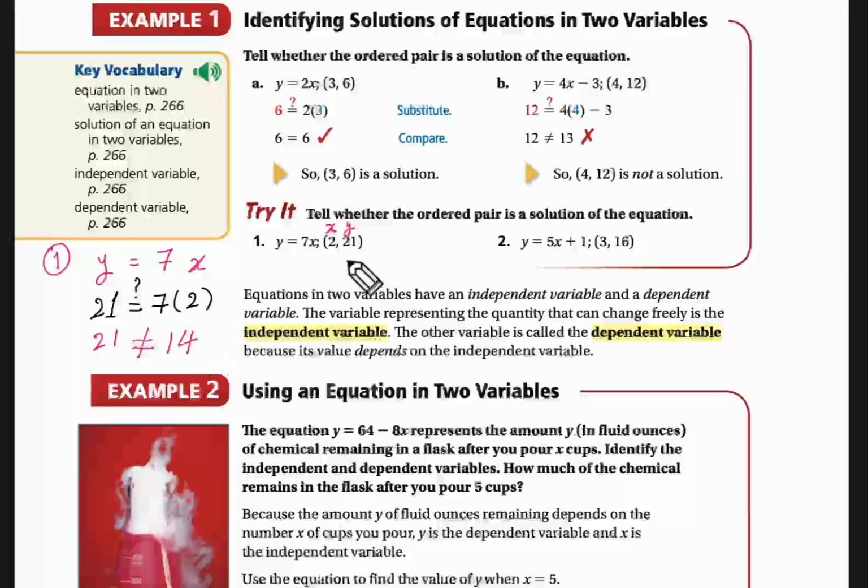No. So the given ordered pair, 2 and 21, is not a solution, because when you substitute 2 and 21 in the equation, you find that it does not satisfy the equation. The two sides are not equal to each other. So let's write that 2 and 21 is not a solution.